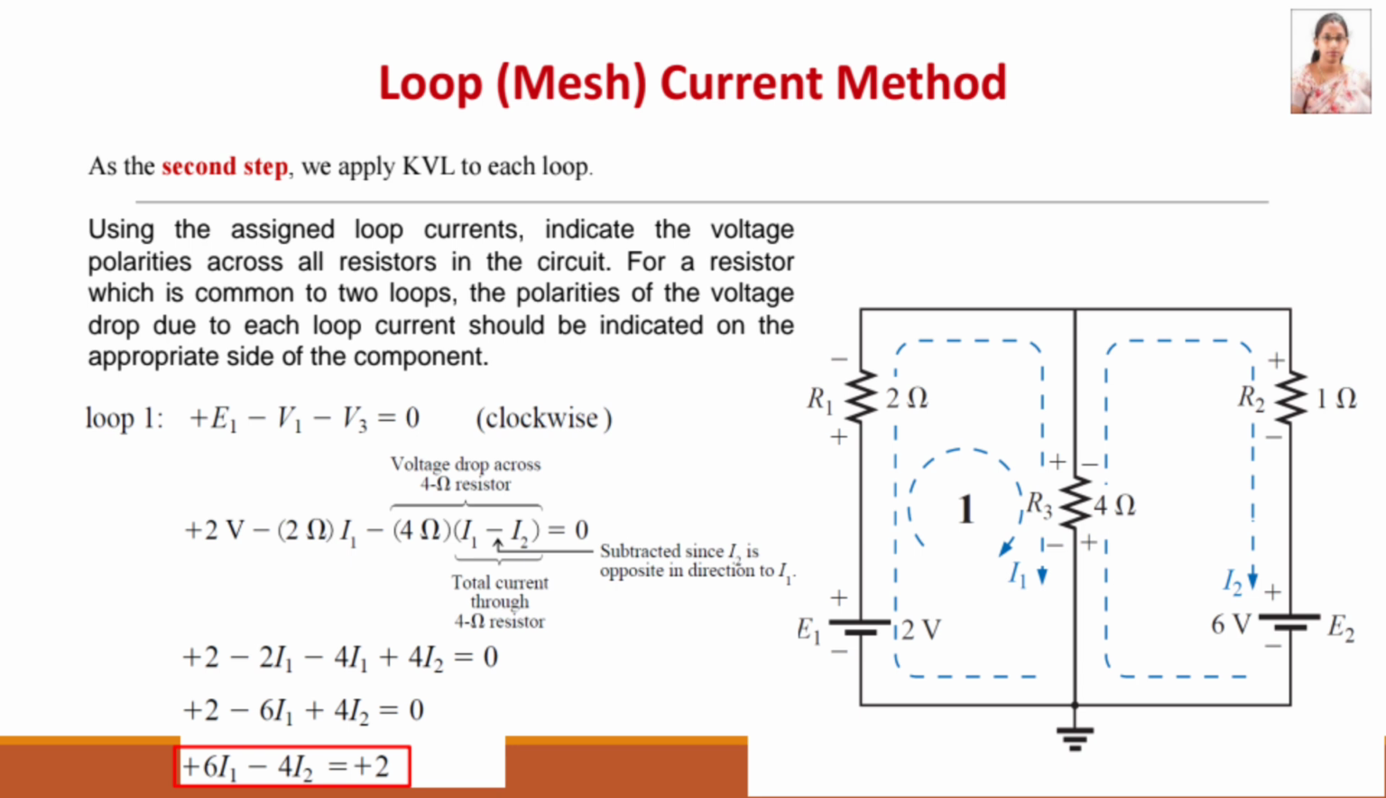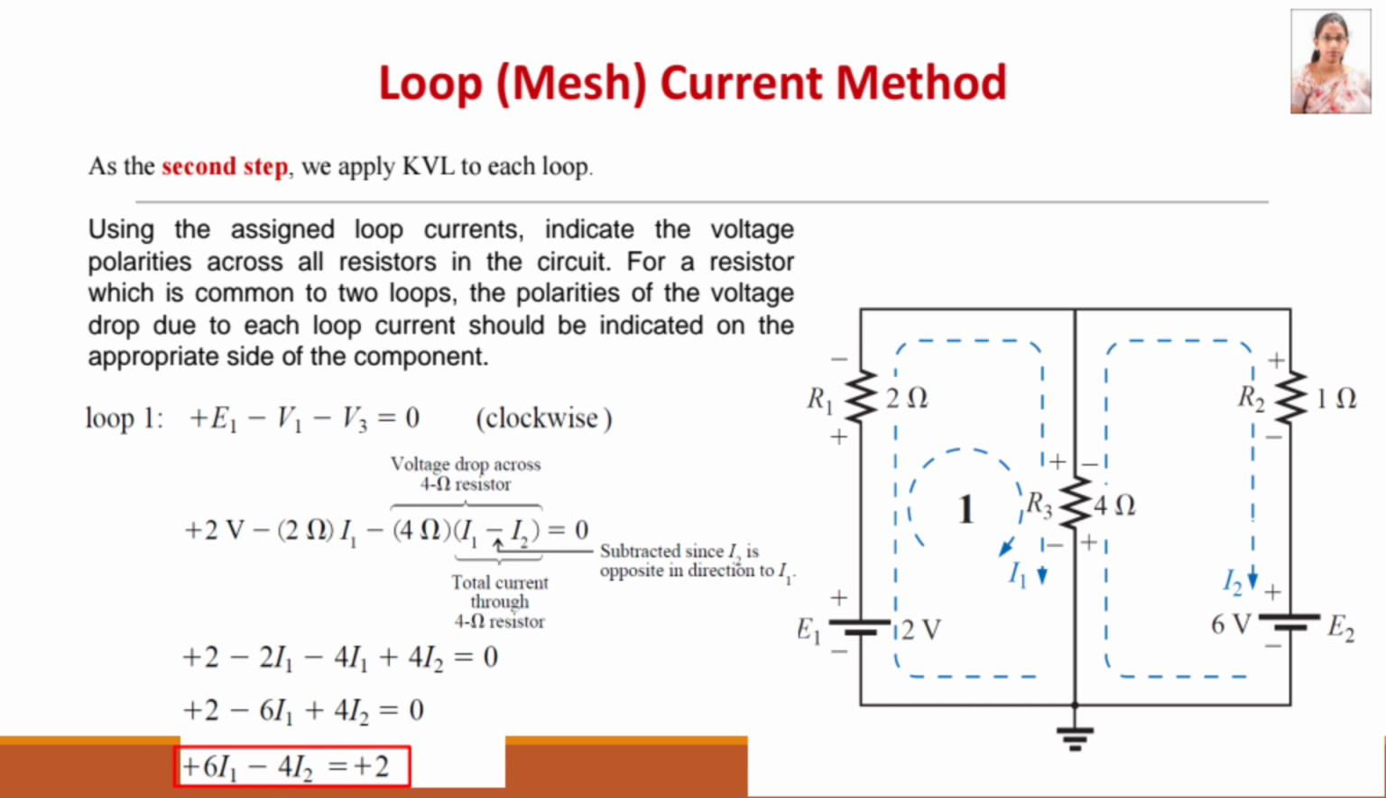So the first loop, in this loop the current is considered as I1. Here we have to write the KVL equation. In the loop the voltage source is E1. So E1 minus V1 minus V3 equals 0. We have assumed the direction of current in the clockwise direction.